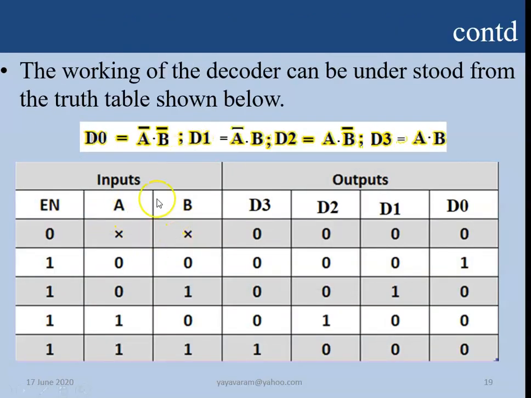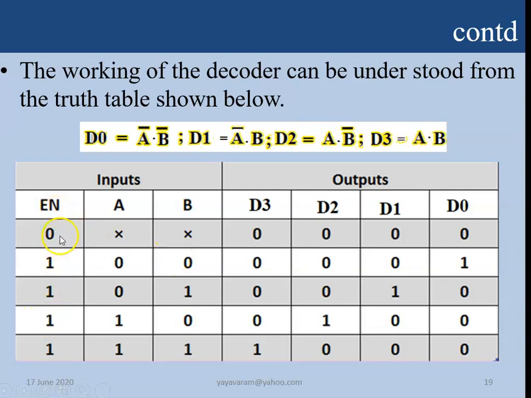Of course, the enable pin will enable the chip. So what will be the working of this decoder? This is given by this truth table. D0 is given by a complement dot b complement, D1 is a complement dot b, D2 is a dot b complement, D3 is a dot b.